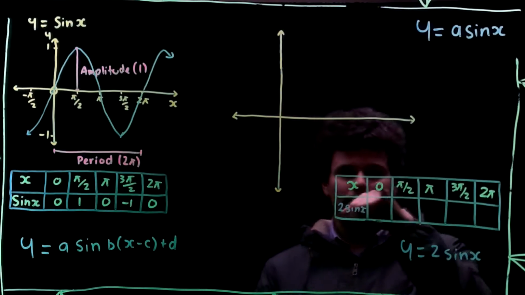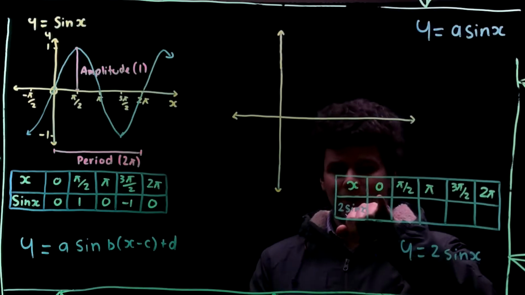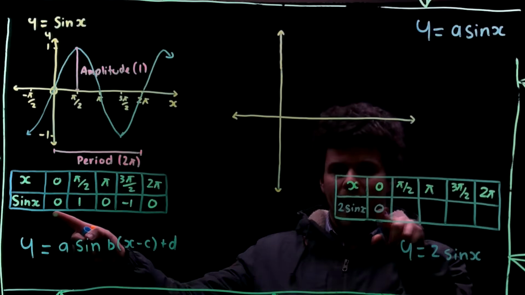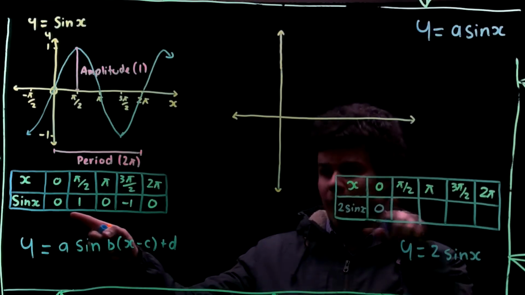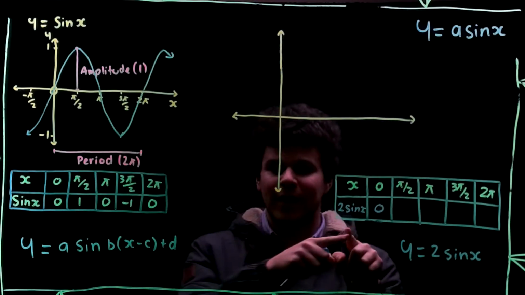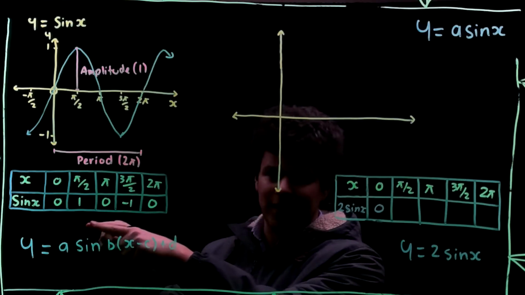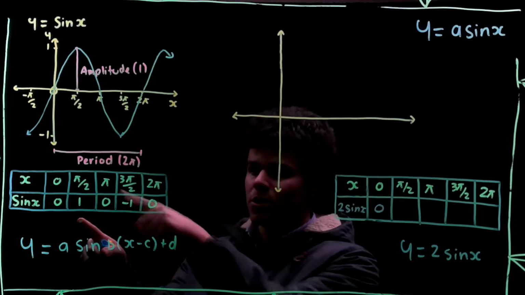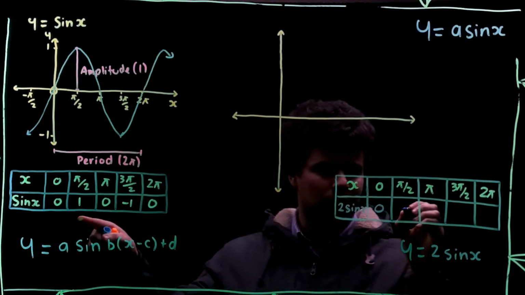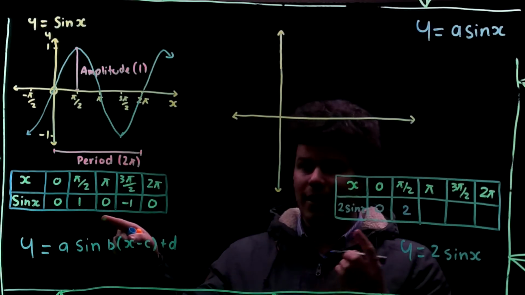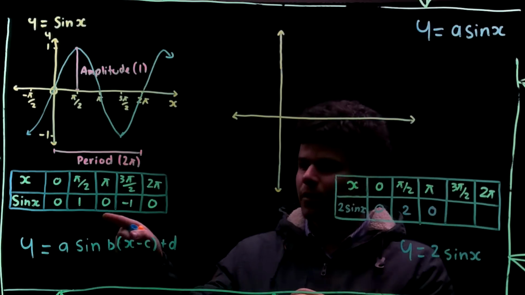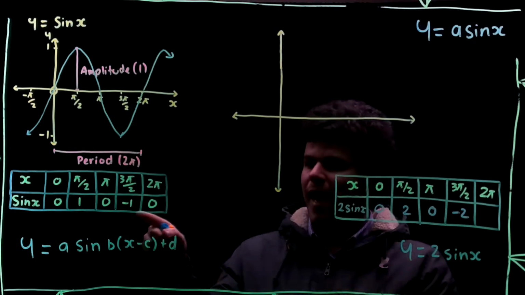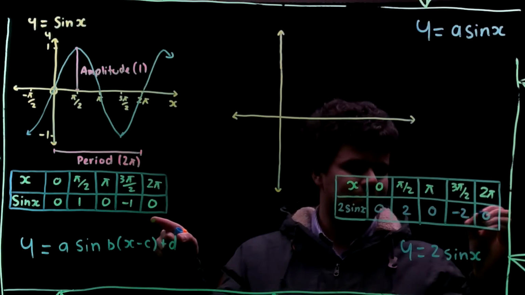Now, at 0, 2 sine x will just be double what this is, so that'll still be 0. At pi on 2, at all these points, 2 sine x is just going to be double whatever sine x is. So we're just going to double everything in this table. At pi on 2 it's 1, we'll double that, that's 2. At pi it's 0, double that, it's still 0. At 3 pi on 2, double that, that's going to be minus 2. And double 0 again, that's just going to be 0.